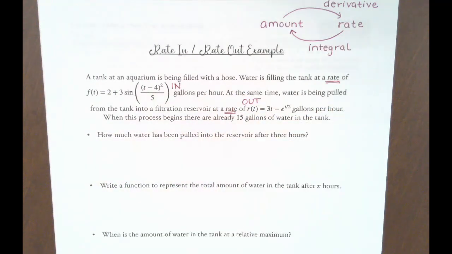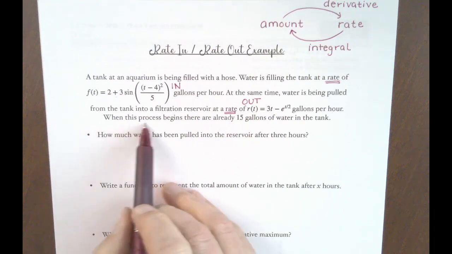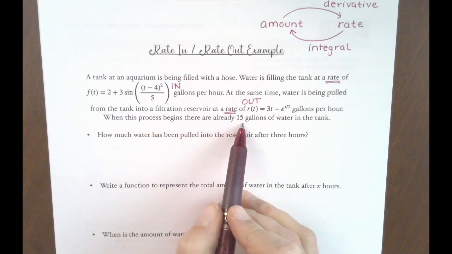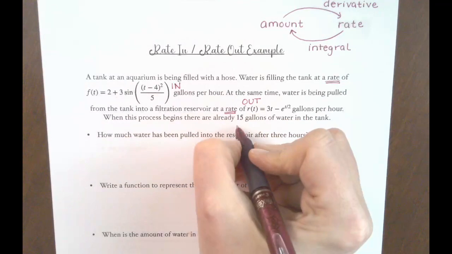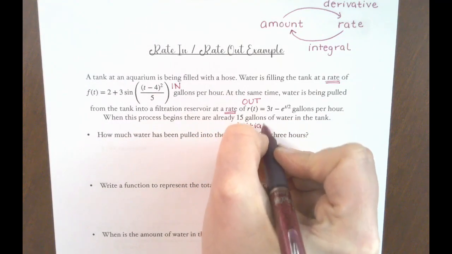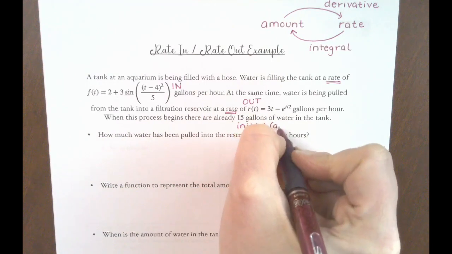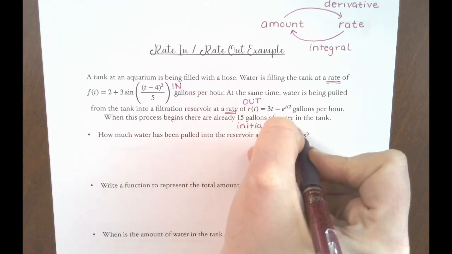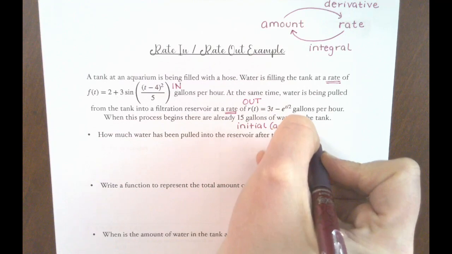These problems will often come with an initial value as well. This last sentence says, when this process begins, there's already 15 gallons of water in the tank. So that's my initial value. And I want to make it clear that this is an amount, not a rate. That's going to be important when we decide how we're going to mix it with those values up above.